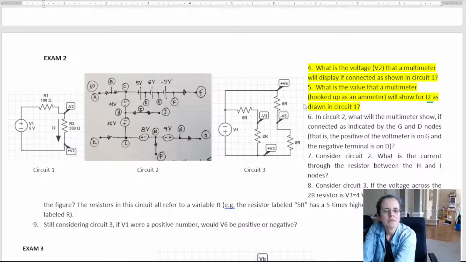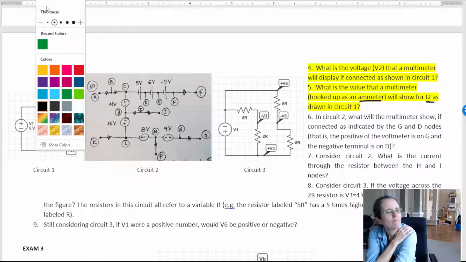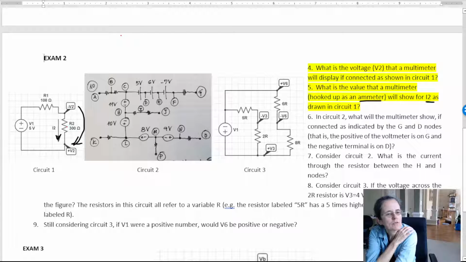Okay, now I'm going to address question 5 here, which is what is the value that a multimeter hooked up as an ammeter will show for I2? So what is I2, really, is this question. And I think on the exam a lot of people were tripped up by the question because this current is in the same direction as the voltage drop indicated here. But these are, I'm going to say the word independent, almost independent, because these are two different questions.